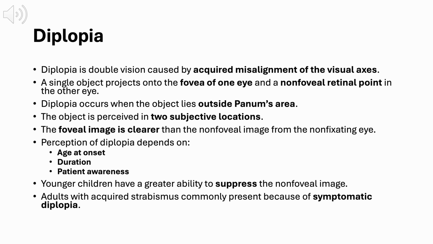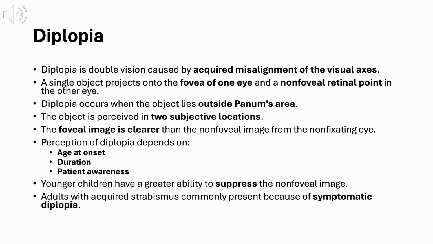This slide introduces diplopia, which is what happens when the visual system can no longer keep one object looking like one object. Diplopia means seeing double, and it usually happens when the eyes become misaligned after the visual system has already learned how to work together. Because the eyes aren't pointing at the same place, the same object lands on the center of vision in one eye, but on an off-center spot in the other eye. Your brain doesn't know how to fuse those two images because they're too far apart to fall within Panum's area. So instead of one picture, you see two. The object feels like it's in two different places at the same time.